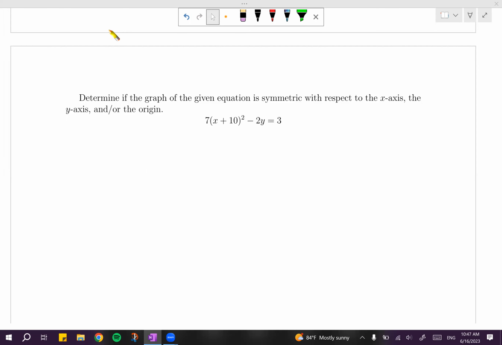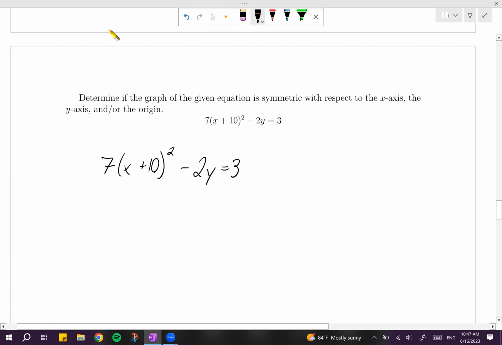Alrighty, so for this problem, we're trying to determine whether or not the function is symmetrical with respect to the x-axis, the y-axis, or the origin. I'm going to try and solve this for y in terms of x so that I can get a function. So I have 7x plus 10 squared minus 2y equals 3.